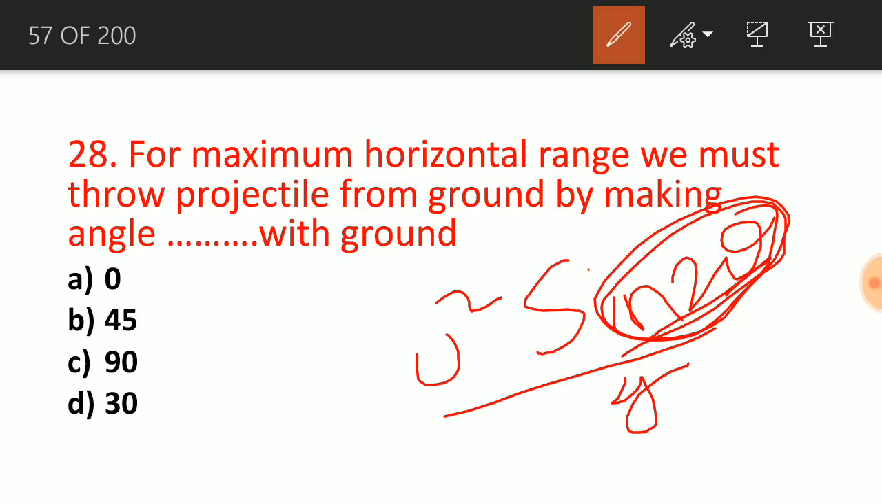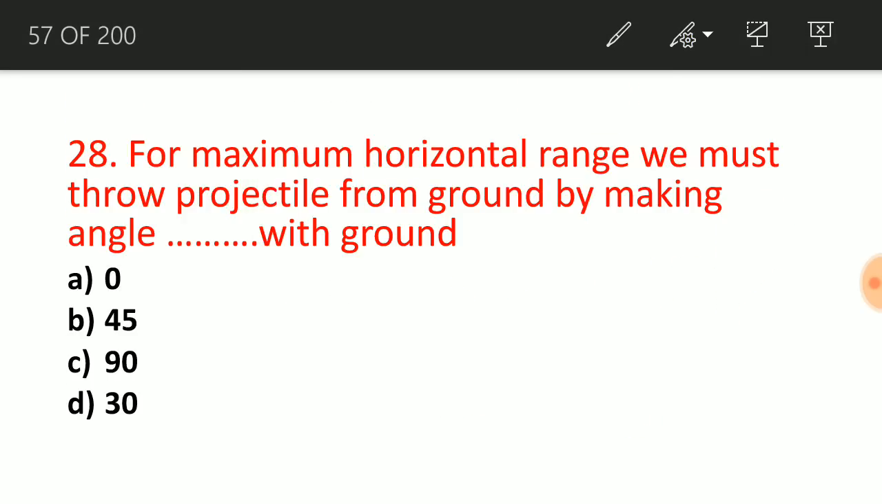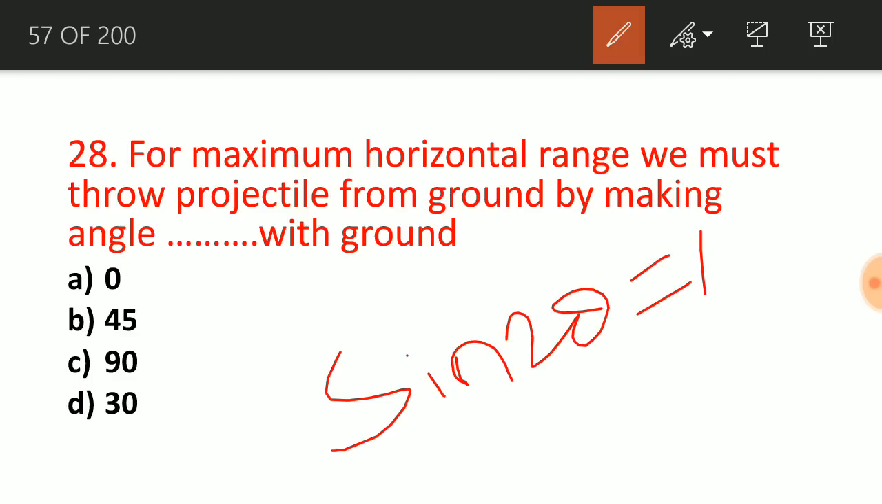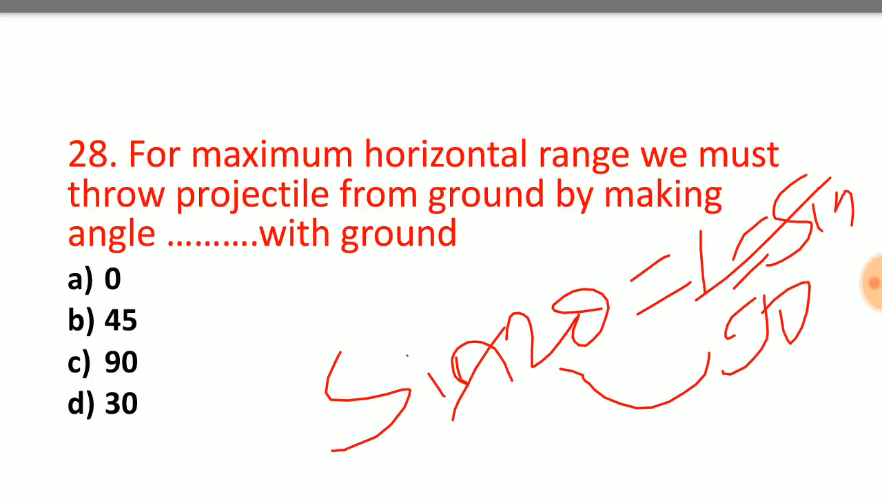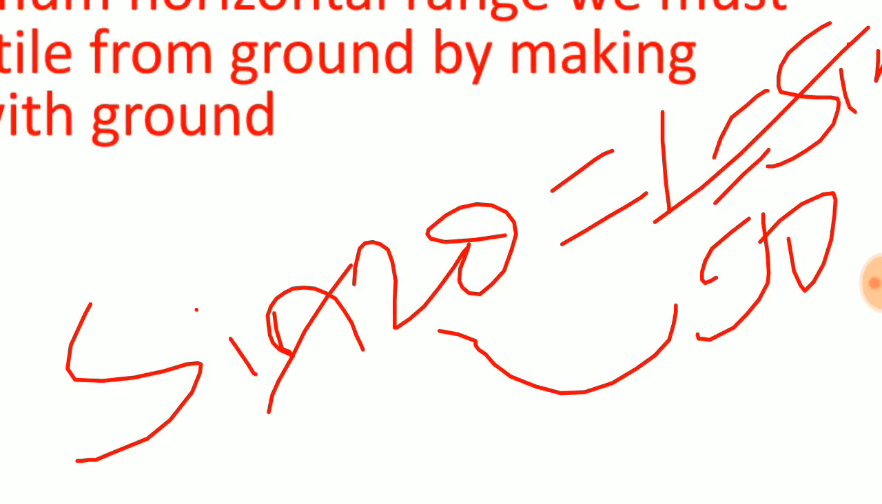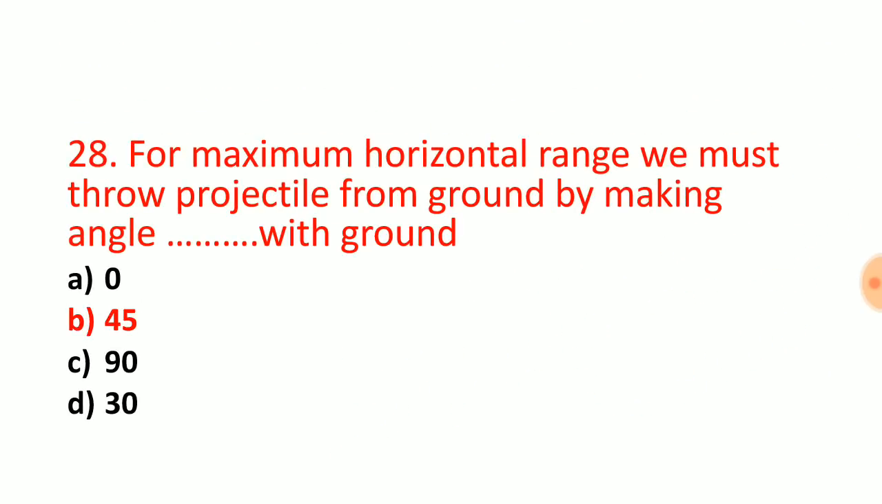In order to make sine 2 theta equal to 1, we can write 1 as sine 90. So sine and sine will cancel, and 2 theta is equal to 90 degrees, which means theta is equal to 45 degrees. Theta equal to 45 degrees is in option choice B. So option choice B is the right answer for question number 28.